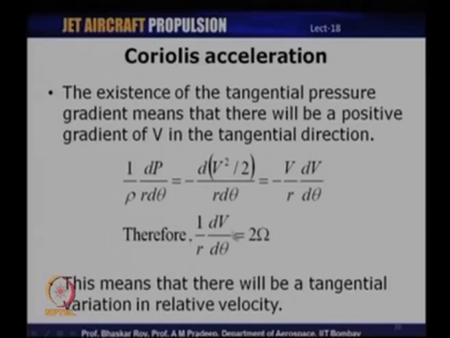This means that there will always be a tangential variation in the relative velocity, which is a function of the radius as well as the peripheral velocity. So, dv by d theta represents the tangential variation of velocity as a result of the Coriolis acceleration. There is always a change in the tangential component of velocity, which is a function of the rotational speed and obviously the radius at which we are considering this as well.